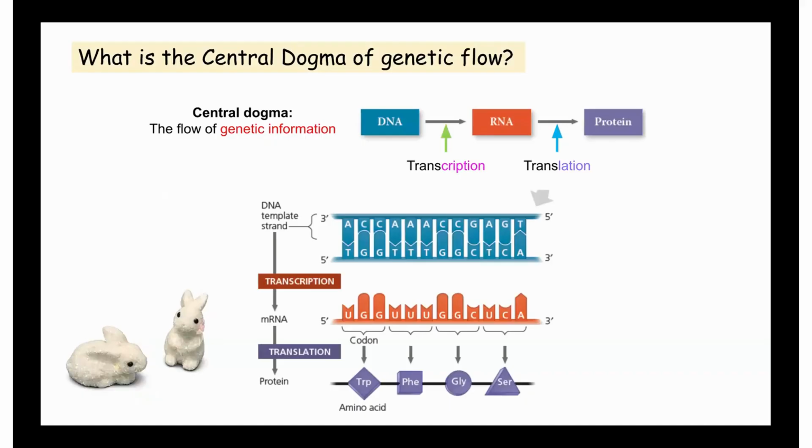So, what is the central dogma of genetic flow? If we had to choose the most fundamental principle in molecular biology, it would definitely be the central dogma. Genetic information flows in a strictly defined direction. Inside the cell's nucleus, a working copy called RNA is made from the original master DNA, known as transcription.